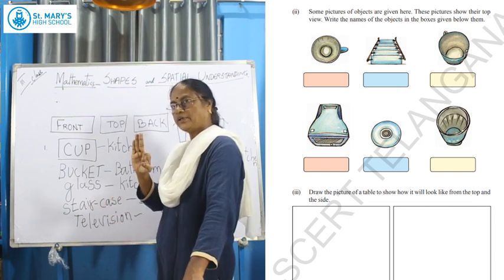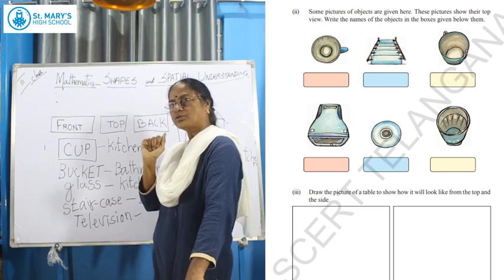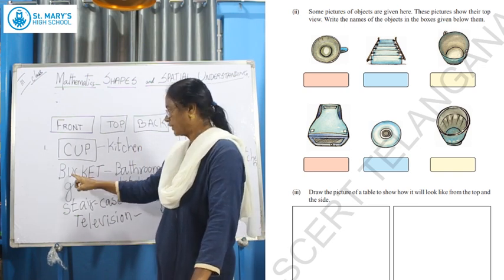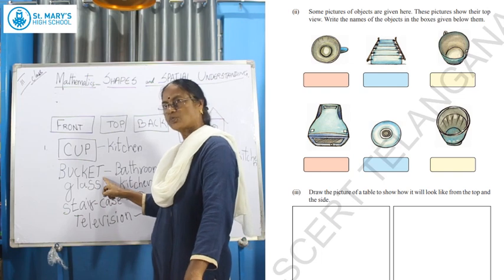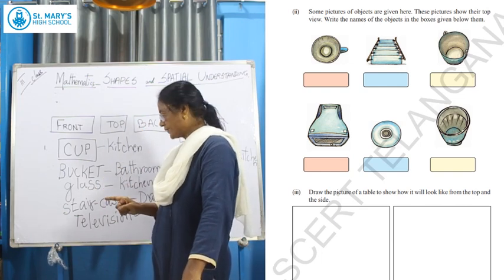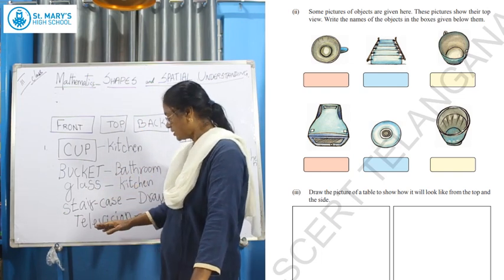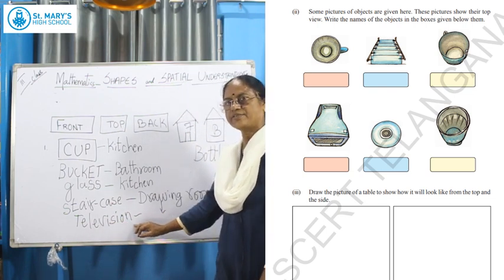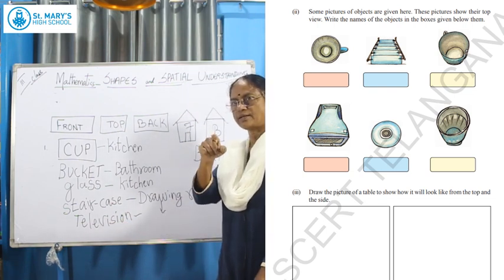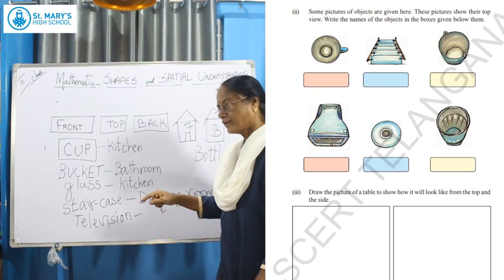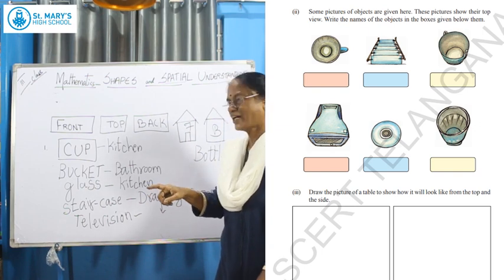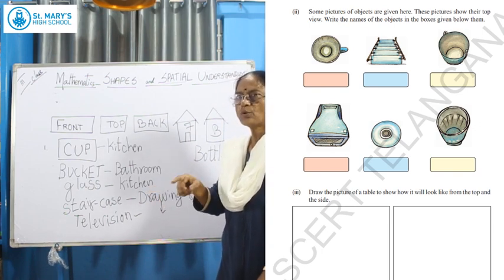See the third picture, what is that? How does it look? Bucket, isn't it? Already this is your spelling, you write it. Then next one, what is it? Television, write the television spelling there. That's the top view. Then next one, what do you have there? What is that?